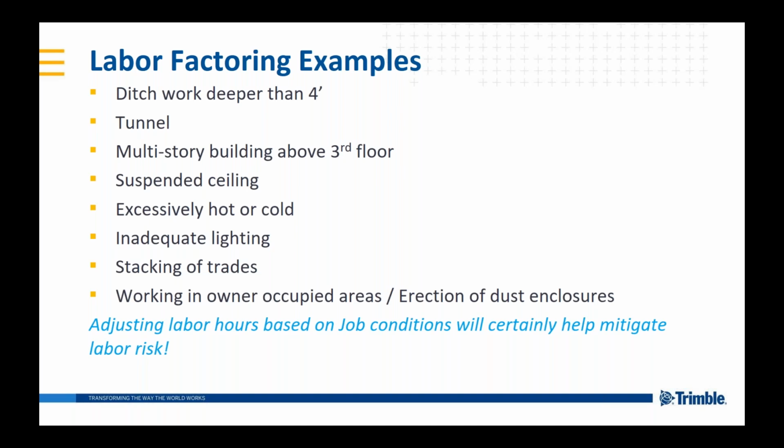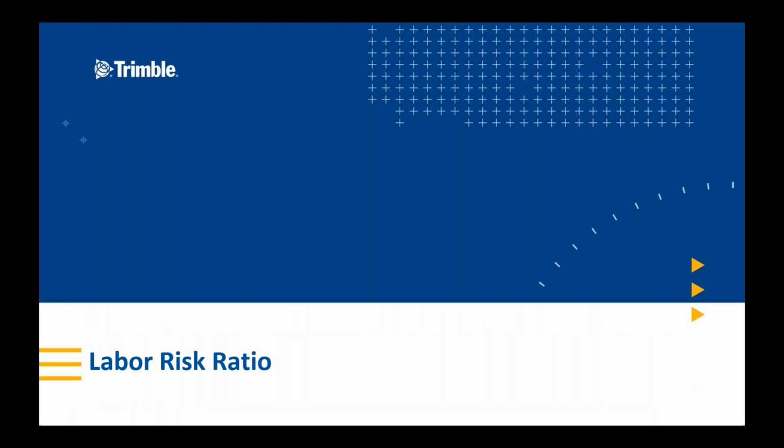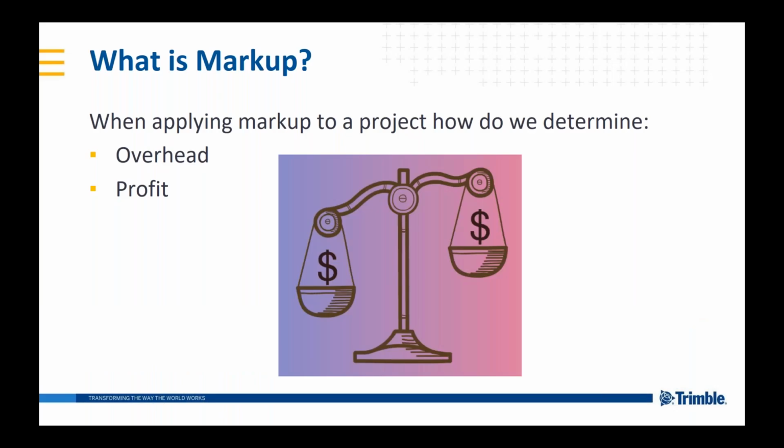So I'm a huge advocate for factoring at the line item detail as you do your takeoff. And this will account for situations that aren't within the basic assumptions of your labor units that you use to bid your work. So ignoring labor factoring can be very risky business. So now let's talk about labor risk ratio. This may be a term that you're familiar with, others maybe not so much. So let's dive in here and talk about labor risk ratio.